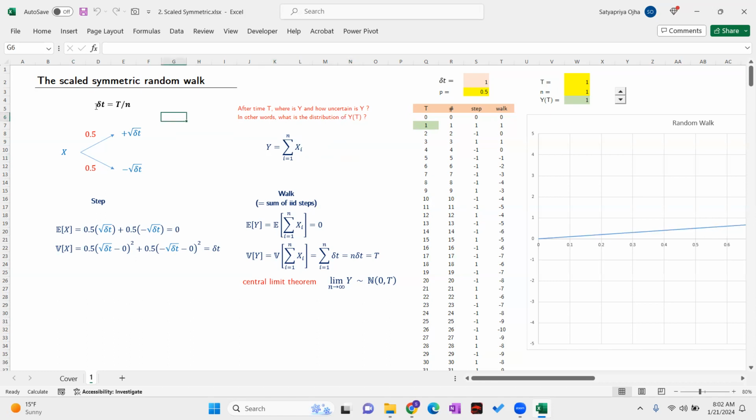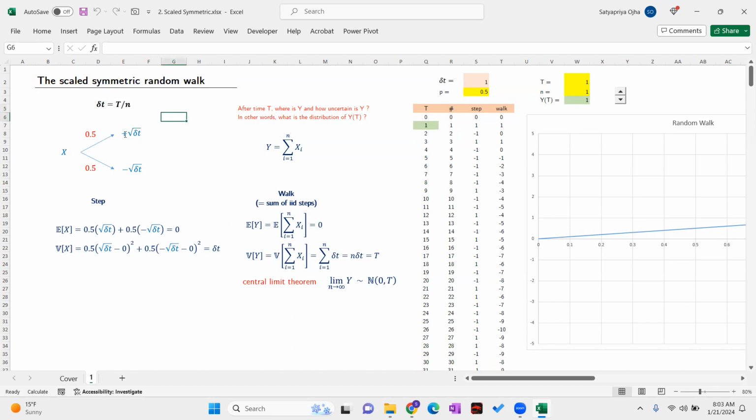So first thing first, I know that total time of evolution is capital T. So let me divide that time capital T by n number of steps, right? So T by n is delta T. Delta T becomes the duration of a step. Each step takes time delta T. So n steps will take time capital T. That is what I want. The entire walk is for time capital T. Each step is for time delta T, and delta T is capital T divided by n. That is the first thing.